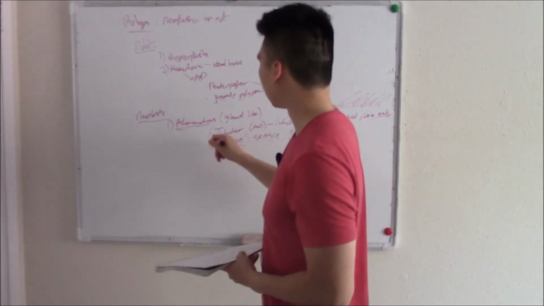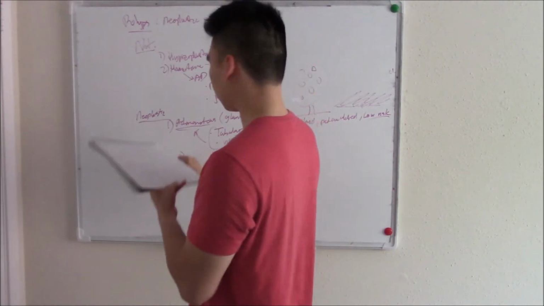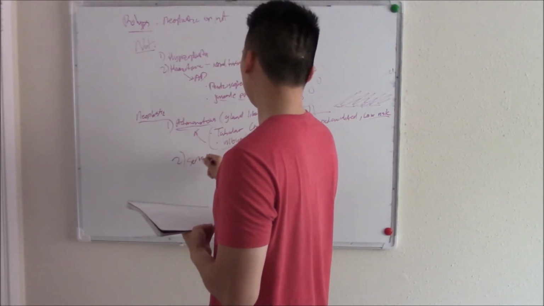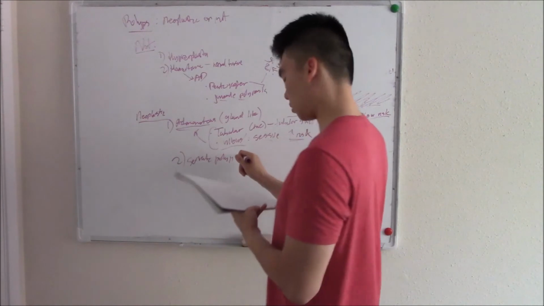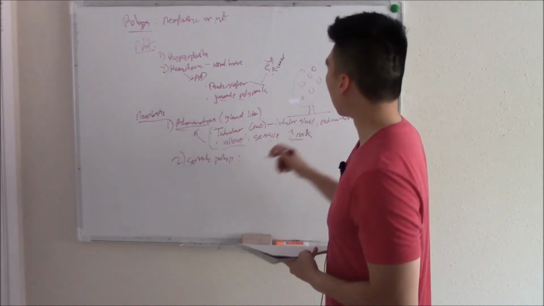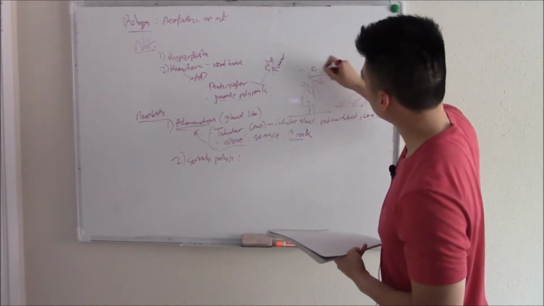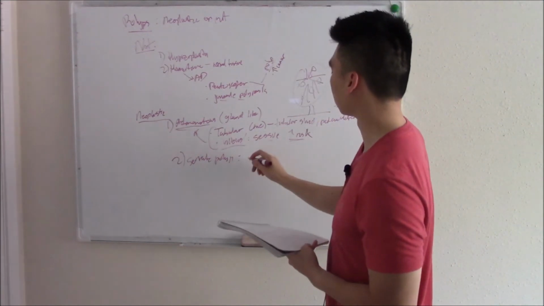So those are all your gland-like ones. You can have something called a serrated polyp. And they call it serrated because inside looks serrated. The crypts look serrated.